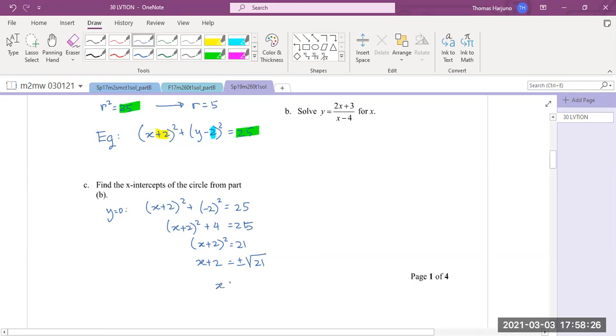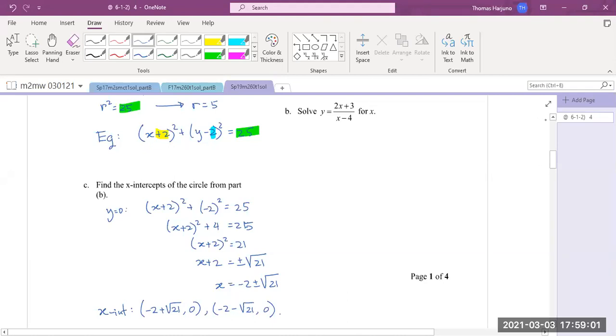And x equals -2 plus or minus the square root of 21. But we are not done yet. The question is not find the x. The question is find the x-intercepts. So the x-intercepts should be written in x-intercept form, that is, as coordinates and separated, of course. Okay, that's for part C.